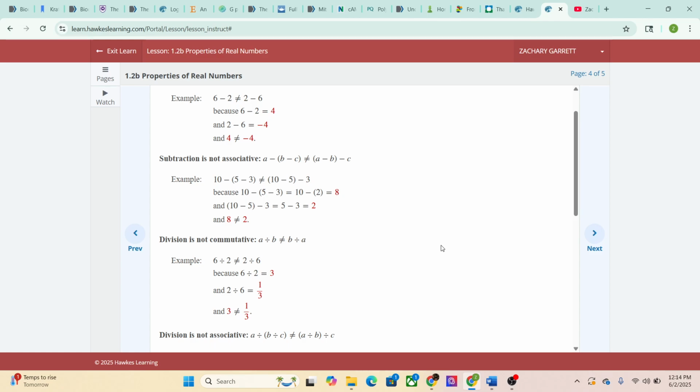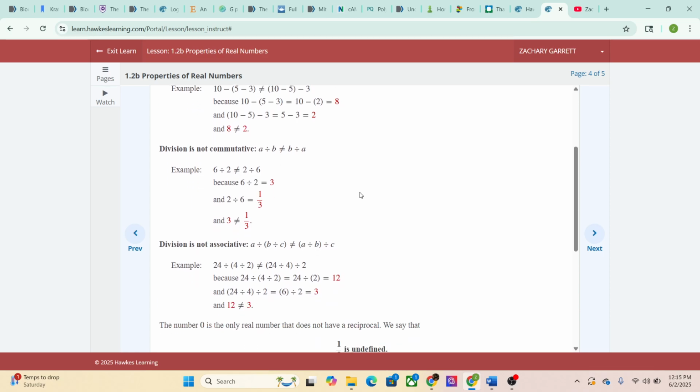Subtraction is not associative, so a minus b minus c is not equal to a minus (b minus c). So 10 minus 5 minus 3 equals 5 minus 3 equals 2, and 10 minus (5 minus 3) equals 10 minus 2 equals 8. And 8 is not equal to 2.